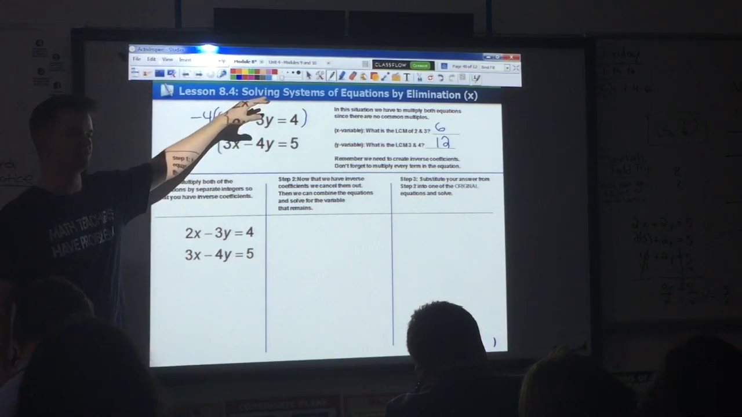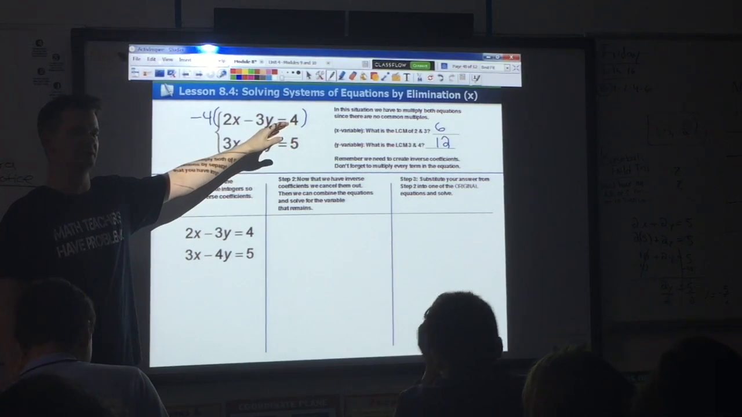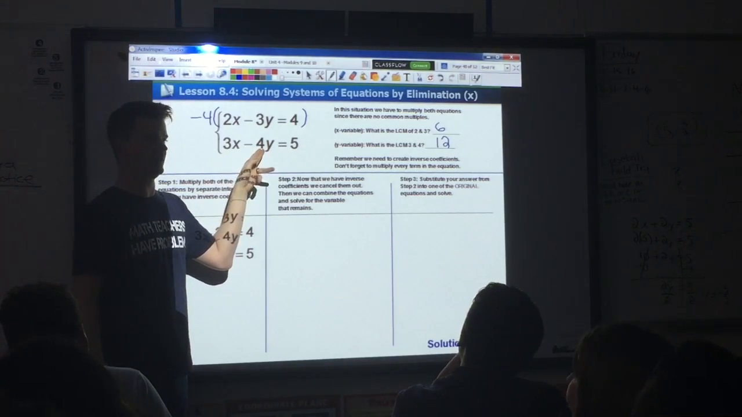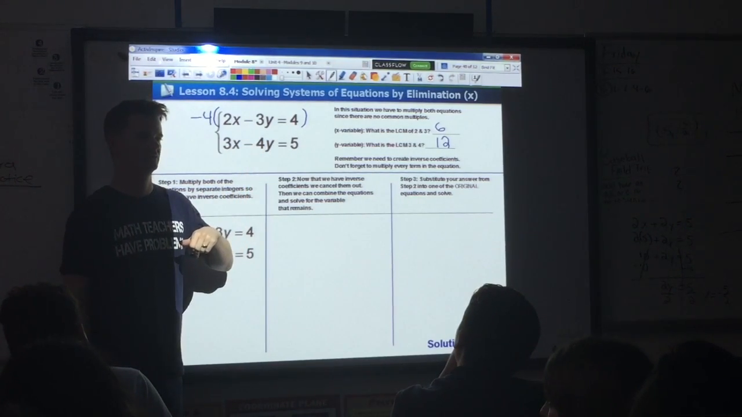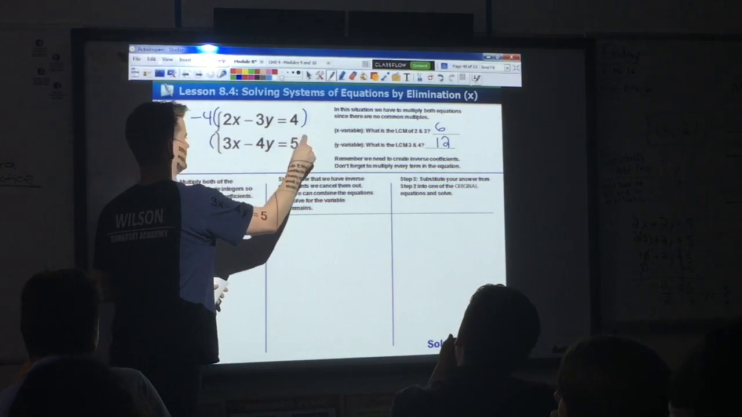Now, if I have a positive 12 on the top, what do I need on the bottom? Negative 12. So what can I multiply negative 4 by to make it negative 12? Not negative 3. Two negatives make it positive. Positive 3. There we go. So I have to multiply.